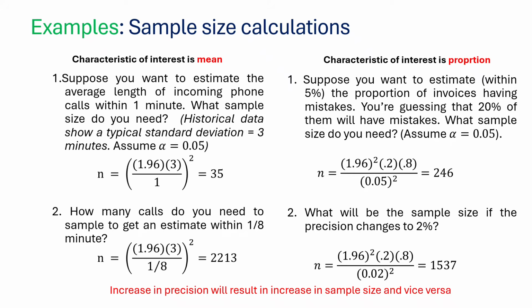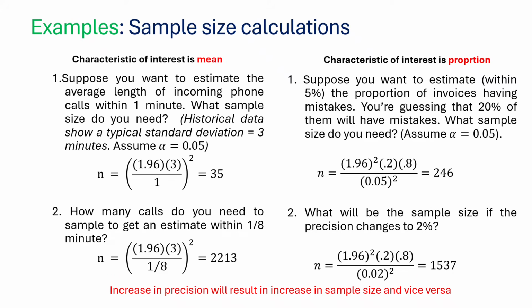Here are a few sample size calculations for mean and proportion. Look at the first example where we have assumed the precision as within 1 minute. Accordingly, we use the same formula which I showed you in the previous slide. You see the difference in the second example: the sample size increases drastically if you increase the precision. If instead of 1 you make it 1 by 8 minutes, the sample size shoots up considerably. So if you ask for a more precise estimate, the sample size also will increase, and vice versa. If you increase the sample size, naturally precision will also improve.